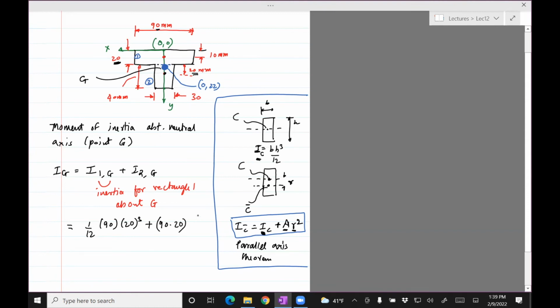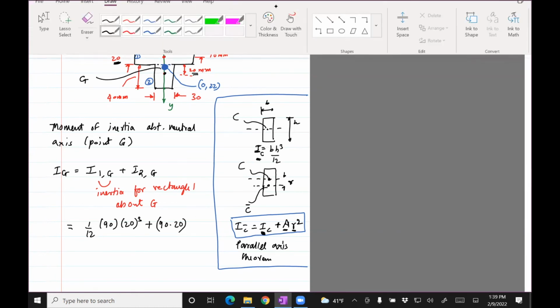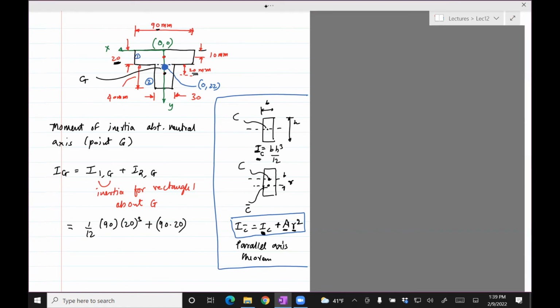And then the distance between these 2 points, and I need this distance. It's going to be 10 plus 2, I think it's 12. So it's going to be 12 squared. So that comes from that formula for rectangle 1. But I'm not done yet.